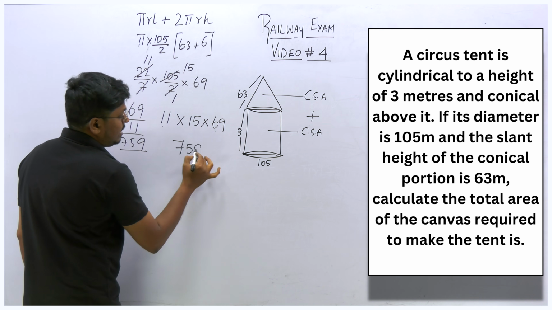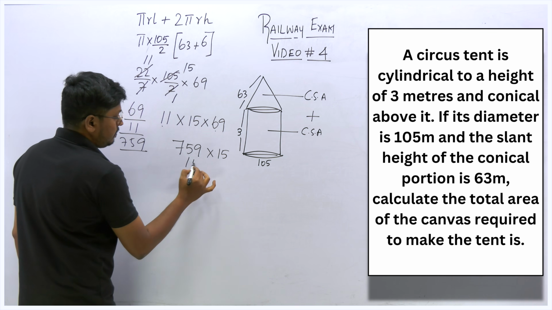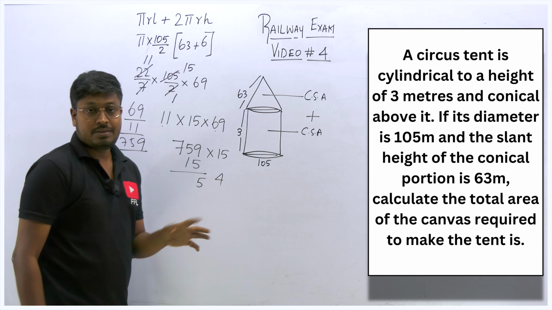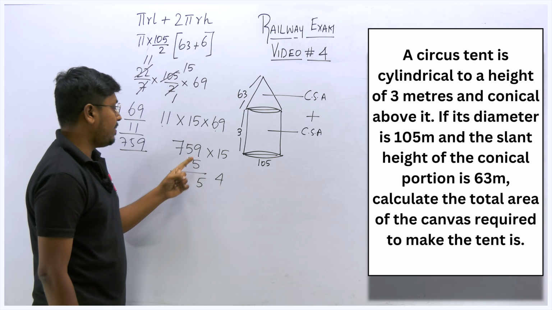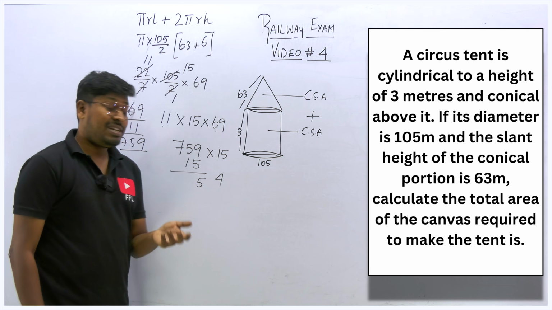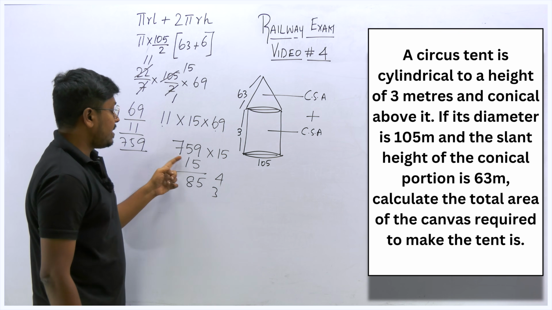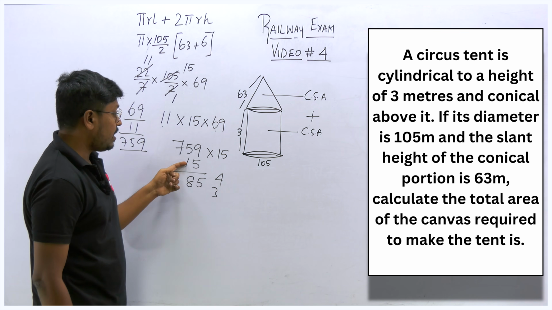So 759 into 15. So 9 5s are 45. So remaining will be 4. So be fast on calculations, right? So 5 into 5, 25. 25, 9 will be 34. 34 plus 4, 38. Remaining will be 3. Right? So 7 5s are 35, 35, 40.